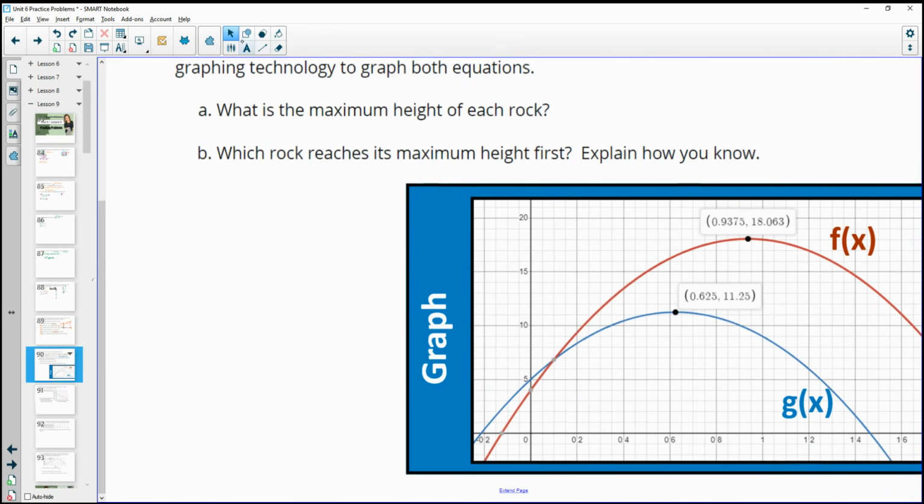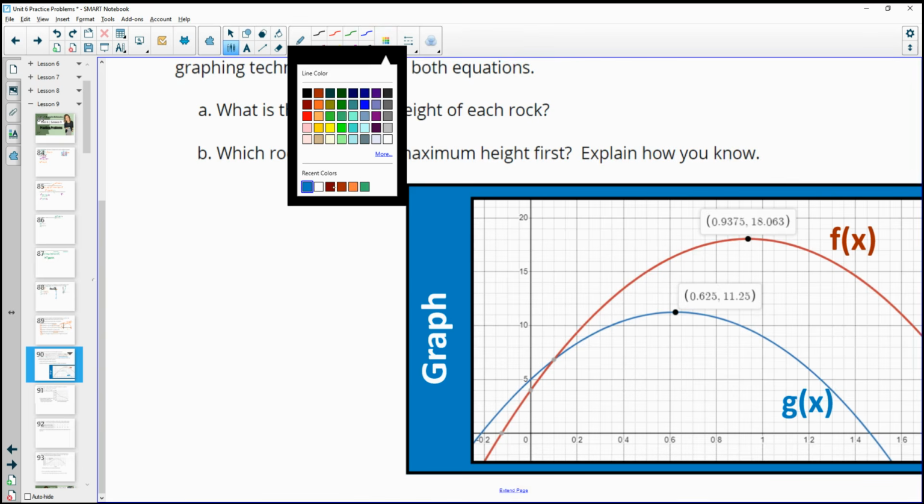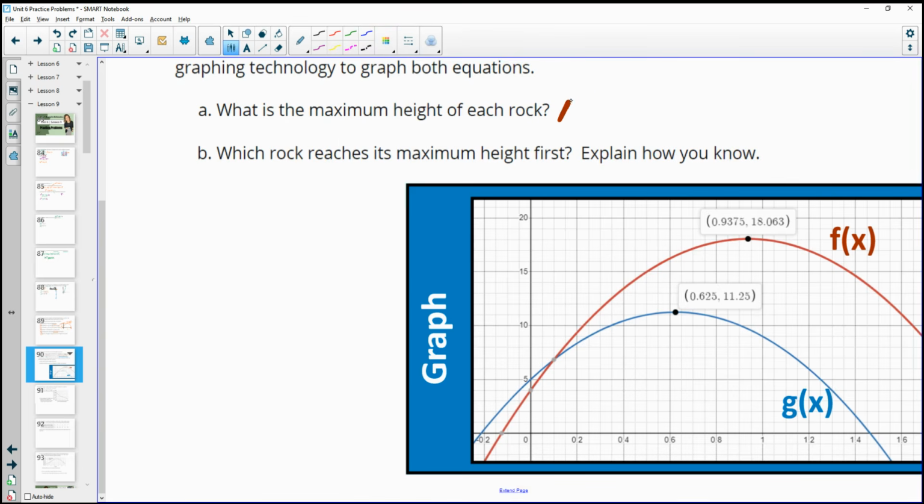So what is the max height of each rock? For rock A, the max height is here, 18.63.